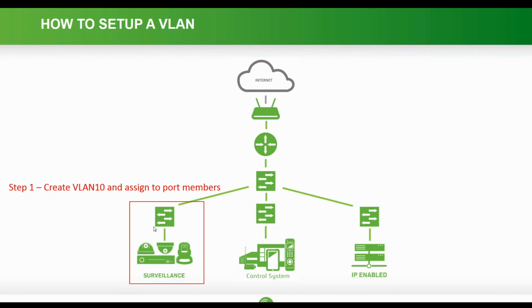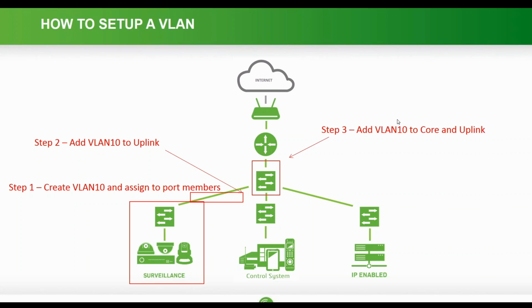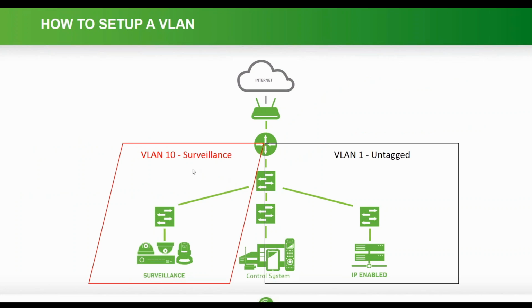With that being said, we want all those ports on that switch connected to the surveillance system to be part of VLAN 10. Step 2 is to add VLAN 10 to the uplink from the access switch to the core switch. That makes the uplink a trunk port, because it will probably carry VLAN 10 and VLAN 1. Then create VLAN 10 on the core switch and also on the uplink from the core switch to the router, and finally create VLAN 10 on the router and create a subnet for that VLAN. Once you follow this path, your VLAN 10 is created and extended all the way to the router.